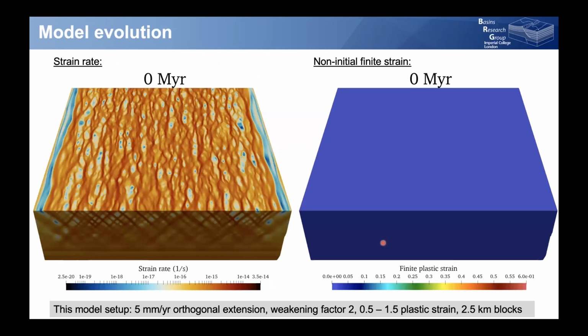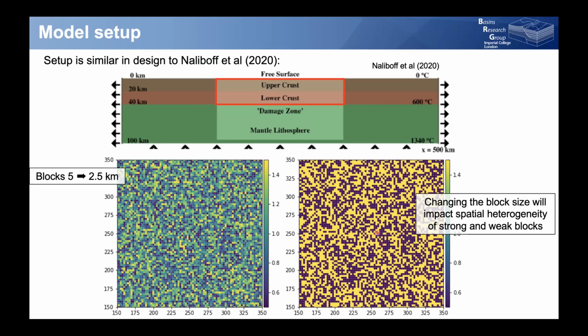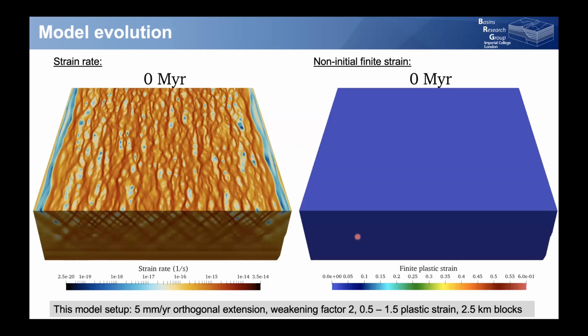So here on the left, we have the strain rate showing active deformation. And on the right, we have the non-initial finite strain, which is just the finite deformation, but removing the initial strong and weak blocks. So the models are going to run for 5 billion years.